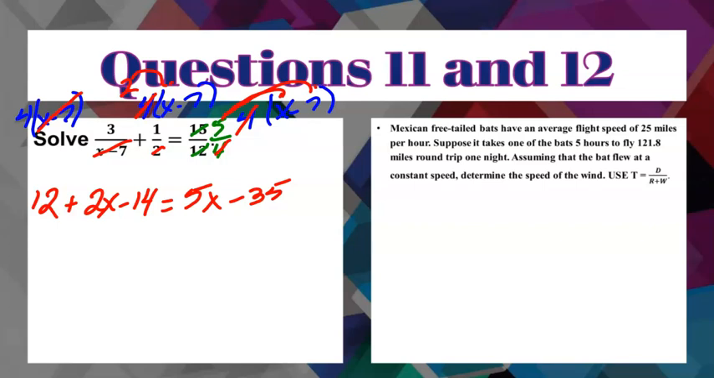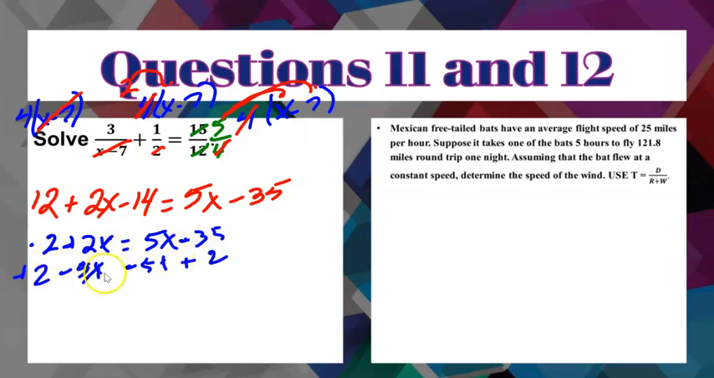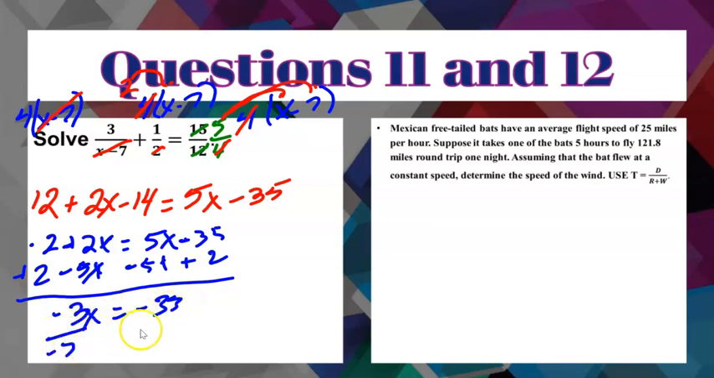Now I just get all my x's to one side and all the other numbers to the other. So this would be negative 2 plus 2x equals 5x minus 35. I'm going to subtract 5x. And then I'm going to add 2. And I'm left with negative 3x equals a negative 33. Divide by negative 3. X is going to equal a positive 11.